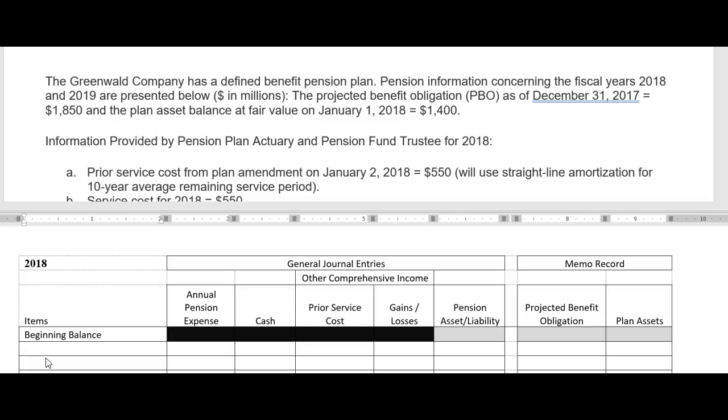Okay, so now let's talk about pensions. Now hang in there, this will be a long problem because it's one full pension problem with a lot of moving pieces. So we'll work together to get this finished. So where do we begin?